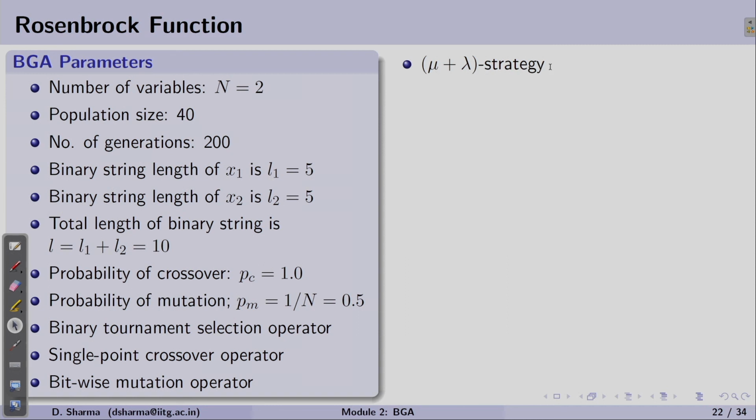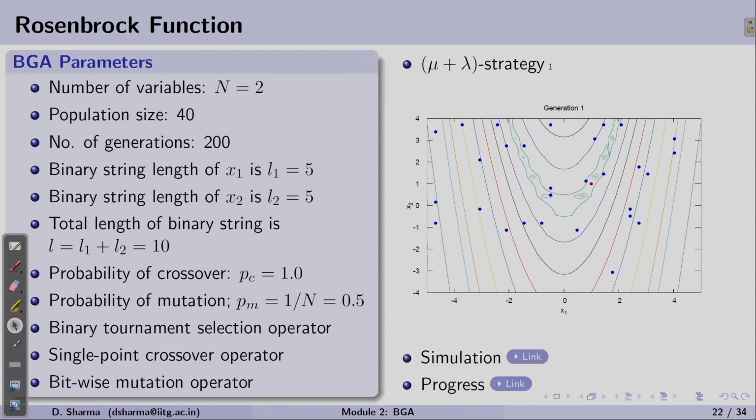So let us see how this binary coded GA works here. In the picture you can see this is generation 1. All the blue dots are the randomly generated solutions in the plane of x1 and x2. We make sure that the solutions are generated within the range of x1 and x2. Now let us see how this simulation works.